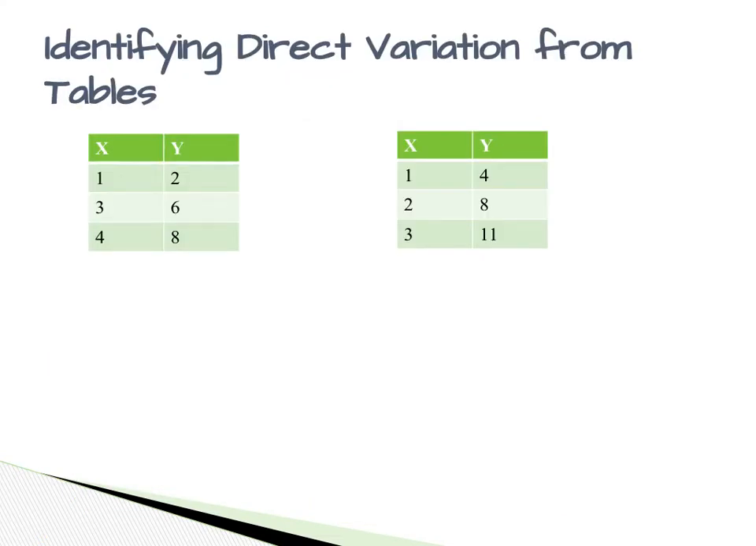Okay, the first way we're going to identify whether a function is a direct variation is by looking at the k, the constant of variation. The k is equal to y over x. So all you have to do is divide y by x for each ordered pair and see if it's the same. So first ordered pair is going to be 2 over 1.